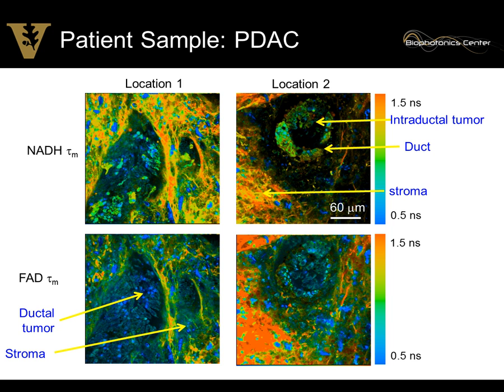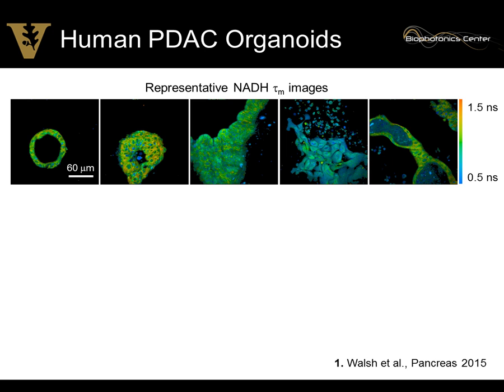So what you're looking at here is the NADH mean lifetime and the FAD mean lifetime at 2 different locations, location 1, location 2. What we see here is an intraductal tumor, and you can see there's lots of stroma, lots of cellular debris, and lots of heterogeneity just within the tissue itself. We see this here as well. So when we took these tumors and dissociated them into organoids in 3D culture, we saw a range of morphologies as expected. This one here looks like it might even be a duct forming from maybe a functional part of the pancreas that was embedded in the 3D culture. And then things look very different. So it was very, very heterogeneous, as we expected.